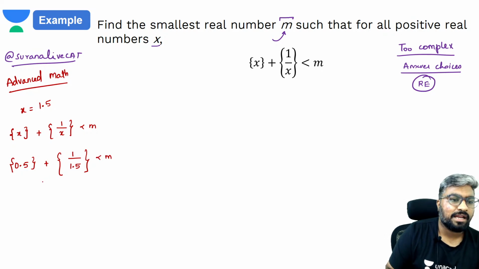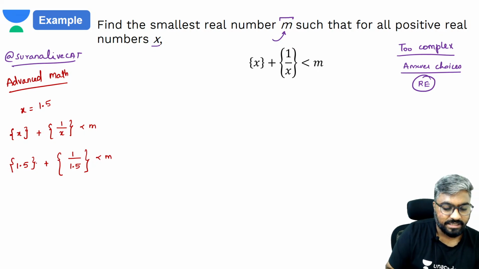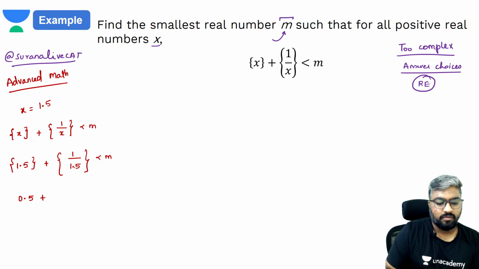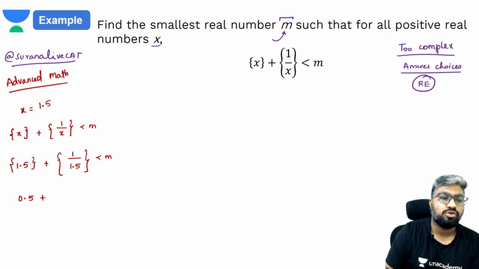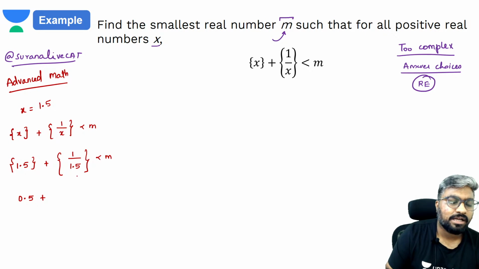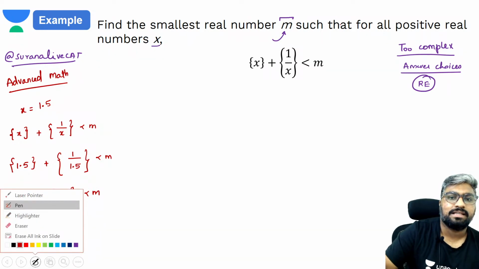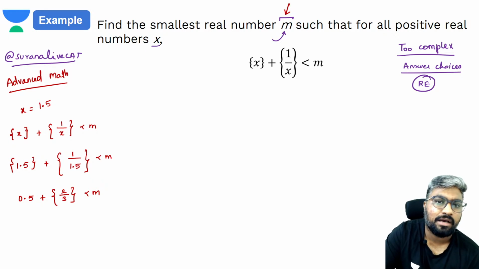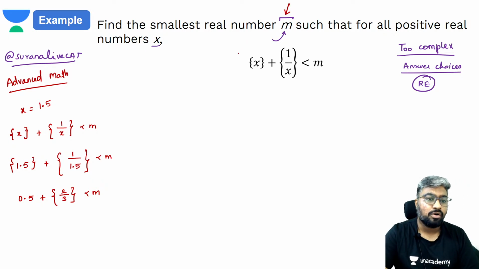Just giving you an understanding of it. Fractional part of 1.5 is 0.5 plus, what is 1 by 1.5 guys? 1.5 is 3 by 2, so this will become 2 by 3, है ना, reciprocal. So fractional part of 2 by 3 has to be less than m. Because there's nothing given about m, ना तो limit दिया हुआ है, कुछ भी नहीं दिया हुआ है. Trial and error will only make it more complex.